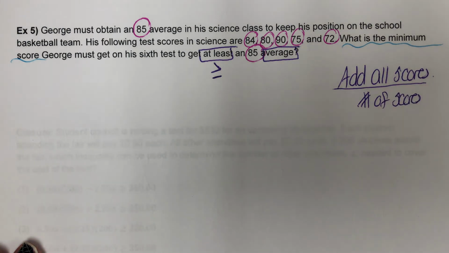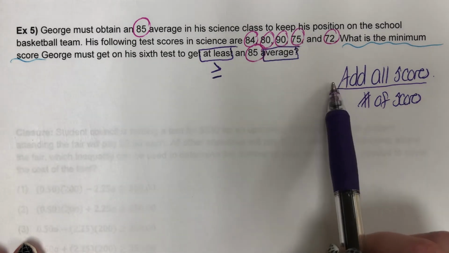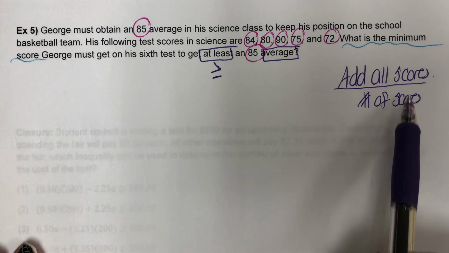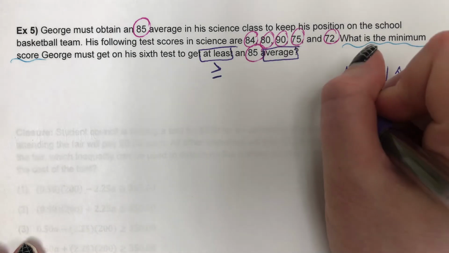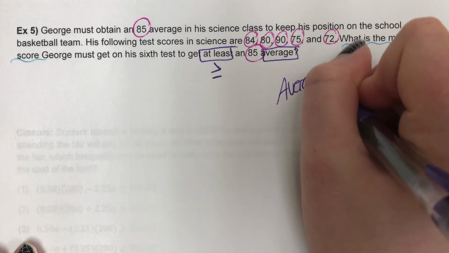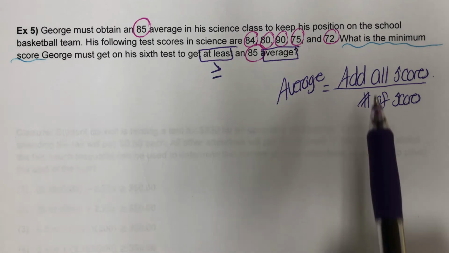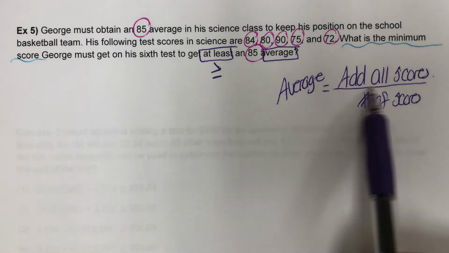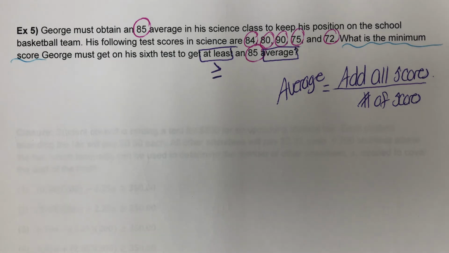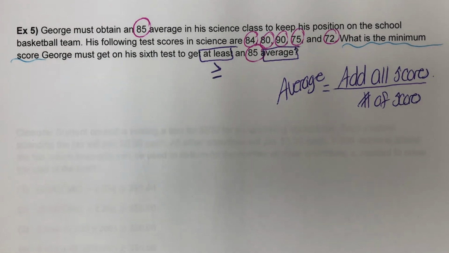So if I look, George has 1, 2, 3, 4, 5 scores, so he would be dividing by the number 5, the number of scores. And when I divide, I get his average, just like you guys in real life. That's how we get your average. We take all of your scores, we add them together, we divide by how many there were, and that gives you the average.